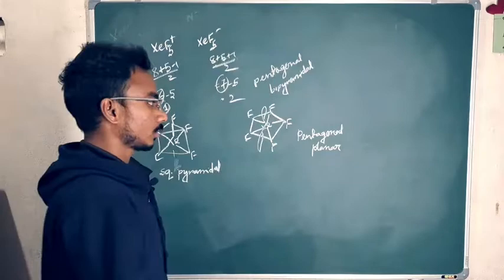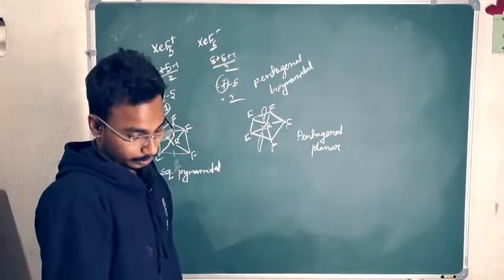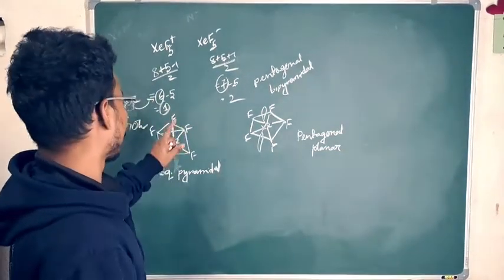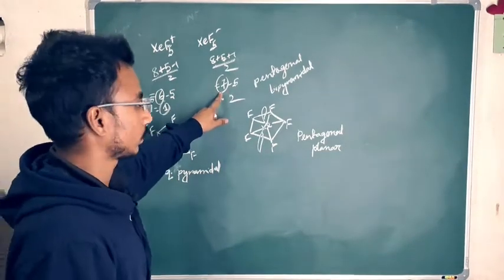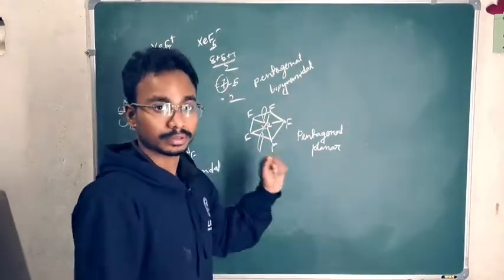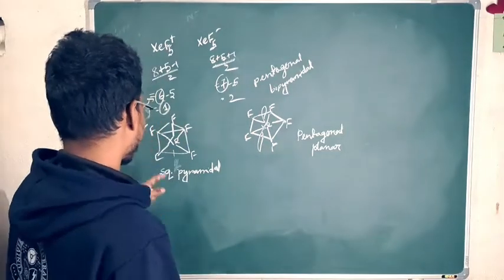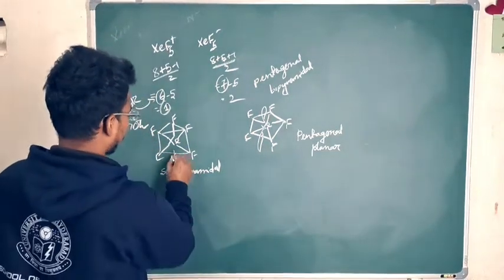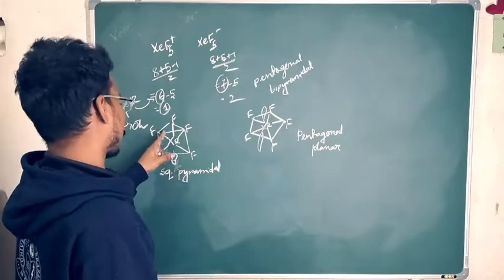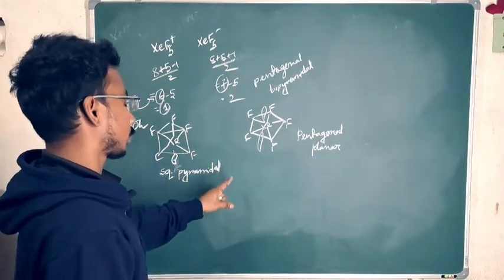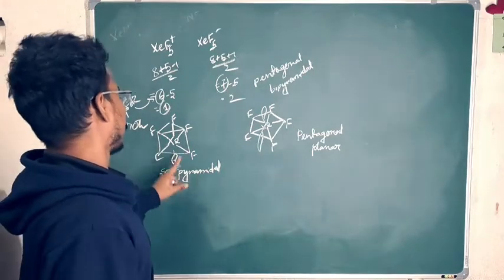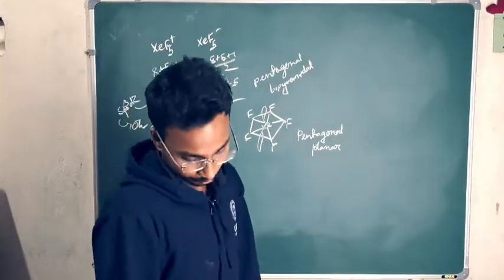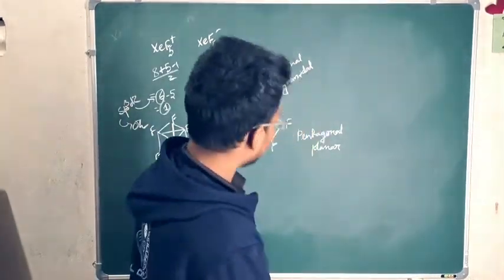You can guess from the options. They are asking about the shape, not the geometry. If they were asking about the geometry, it would be pentagonal bipyramidal, but they are asking about the shape, so we will eliminate the lone pair. Remember this thing. And here as well, 1 lone pair is present, that's why we consider only the bonds, so square pyramidal. If we consider the lone pair, the geometry will be octahedral. So option D will be correct.